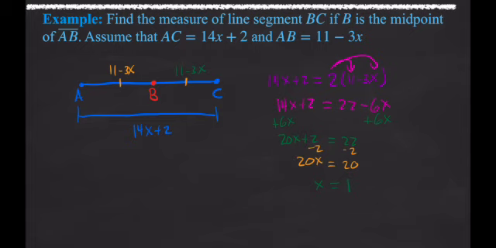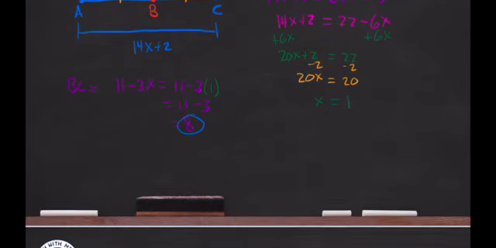We are looking for the line segment BC. BC is 11 minus 3x. We now know our x value is 1. So we have 11 minus 3 times 1. In other words, this is 11 minus 3, which gives us the answer of 8. So BC is equal to 8. That is the length of BC. And if we wanted to find the total length, we can go 8 plus 8, which is 16. That means AB is also 8.